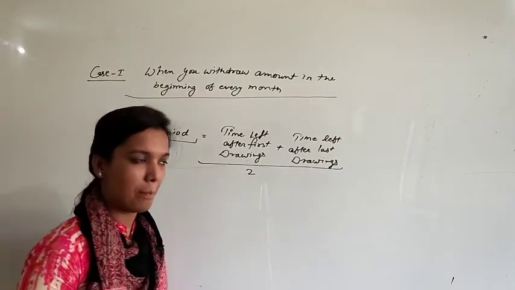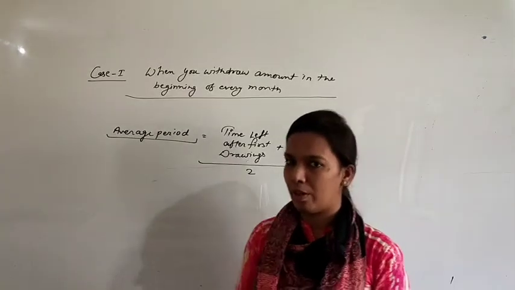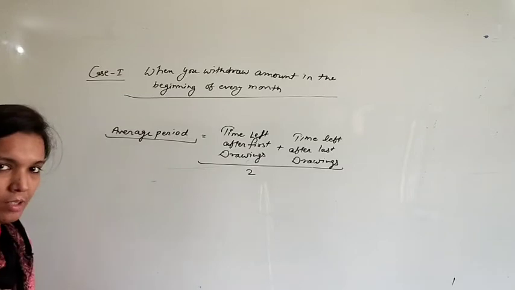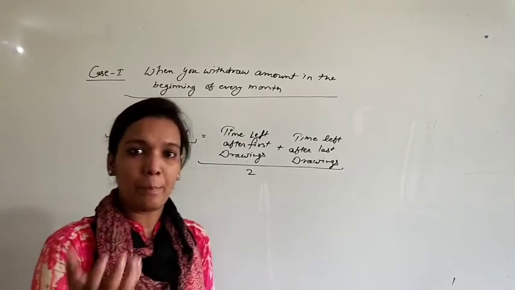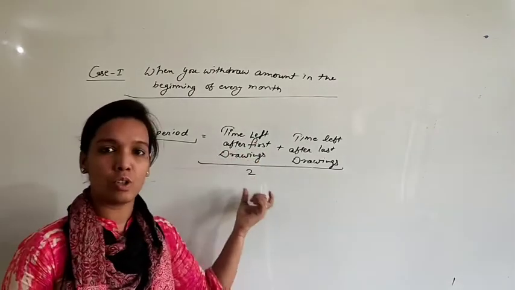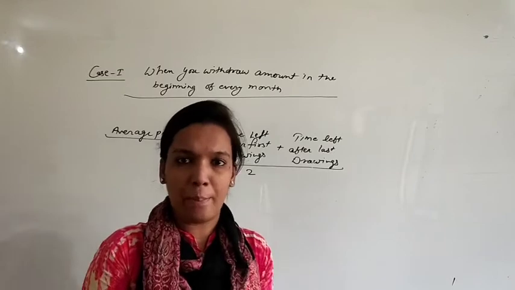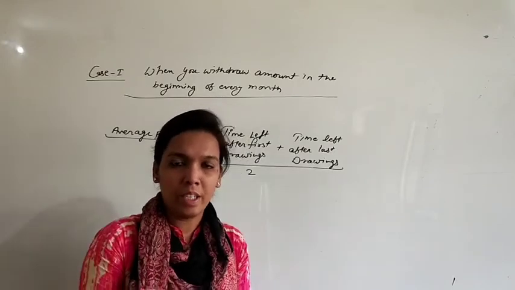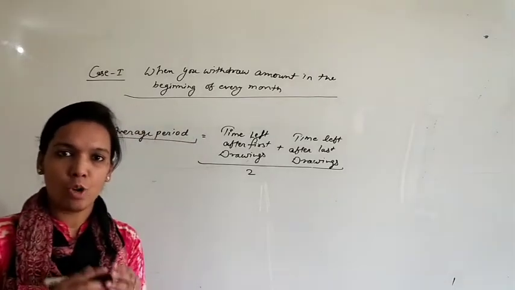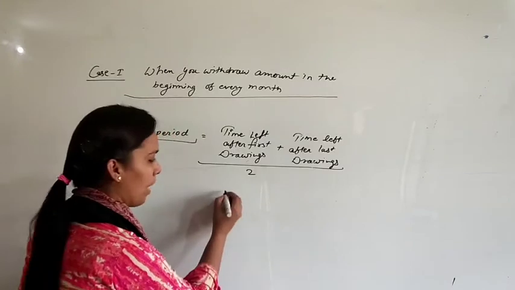Let's take this example. Suppose you are withdrawing in the beginning of every month, and your period is of 12 months. So you are drawing in the beginning of every month. What will be the time left after your first drawing? Your year is starting from April, and you are drawing the money at the starting of April, meaning on the first day of April. So after this first drawing, the time left will be 12 months.